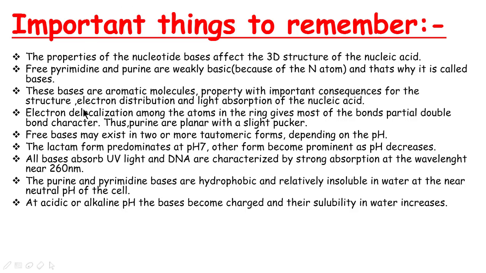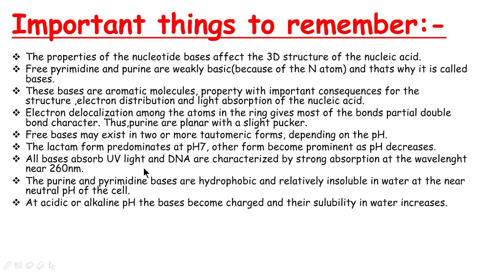The electron delocalization among the atoms in the ring gives most of the bonds partial double bond character. Thus, purine is planar with a slight pucker. How it is puckered, I have told you. Free bases may exist in 2 or more tautomeric forms depending on the pH. The lactam form is predominant at pH 7. Other forms become predominant as pH decreases.